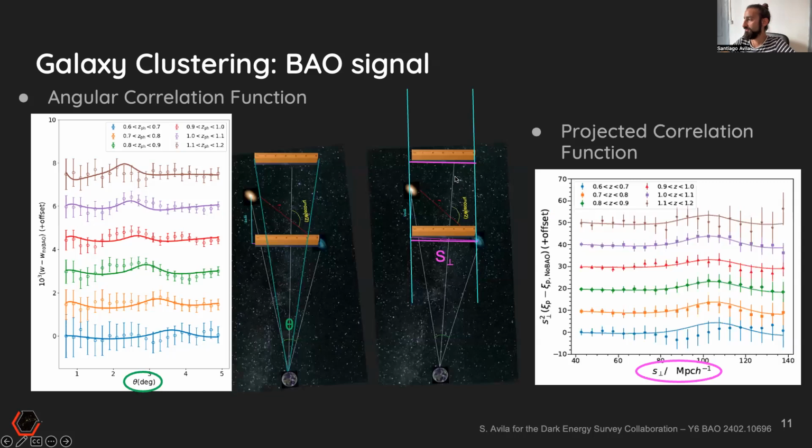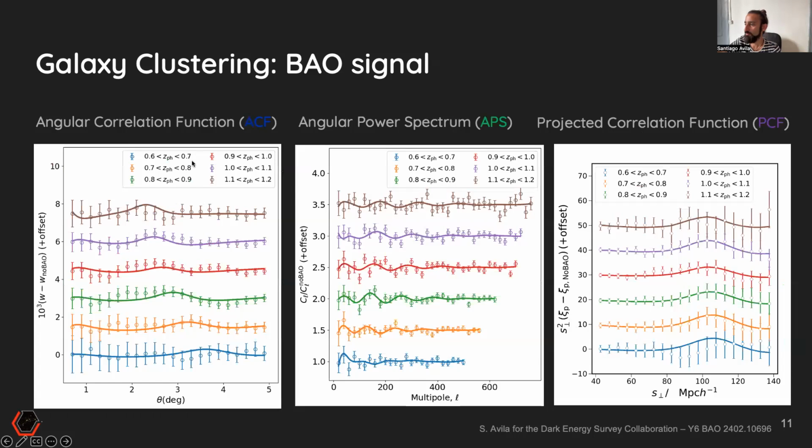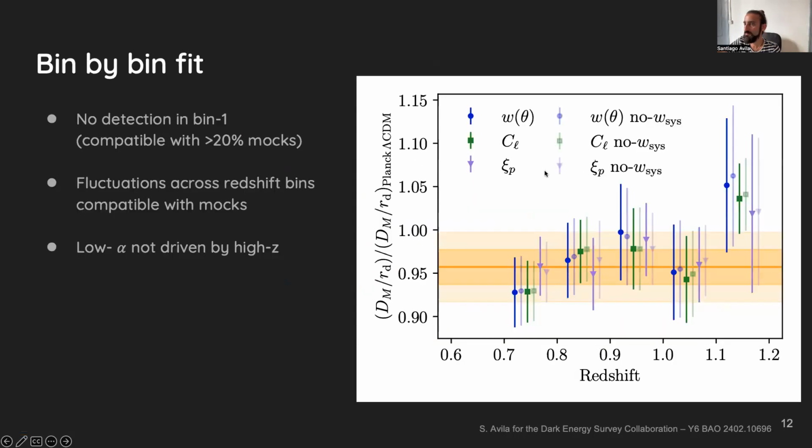And on the projected correlation function, we're now looking at moving distances. So the ruler stays the same, right? We always expect the peak to be in the same position in moving distances, and that's what we find. Okay, so these are our three signals of the BAO.